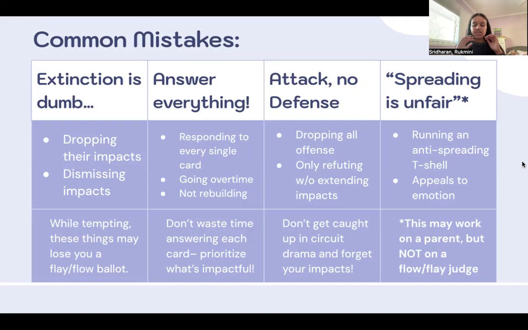So it's very easy to get caught up in the circuit drama and think that their impacts totally outweigh yours and they're so much worse, so you need to refute them. Obviously, you should be refuting, but remember that your own impacts also have just as much magnitude because they're more probable. Just because they might be on a smaller scale or might be less drastic does not mean that you should not be extending those impacts or bringing them up as voter issues or as terminal impacts in your last speech. Make sure to not get caught up in the circuit drama and forget your own impacts.